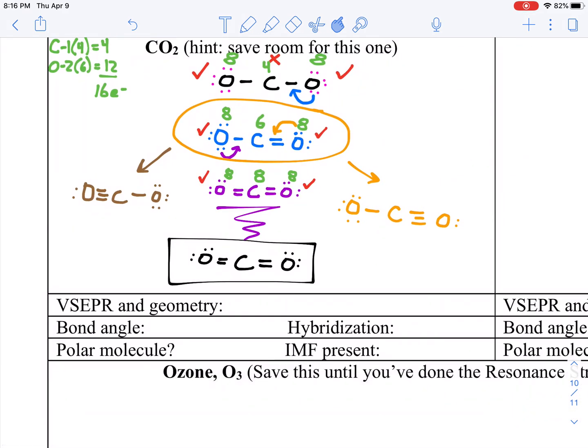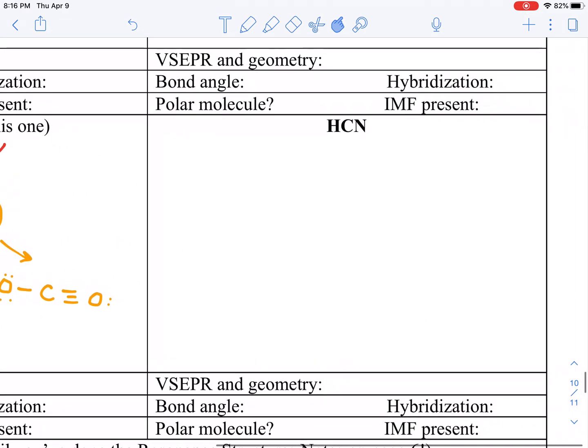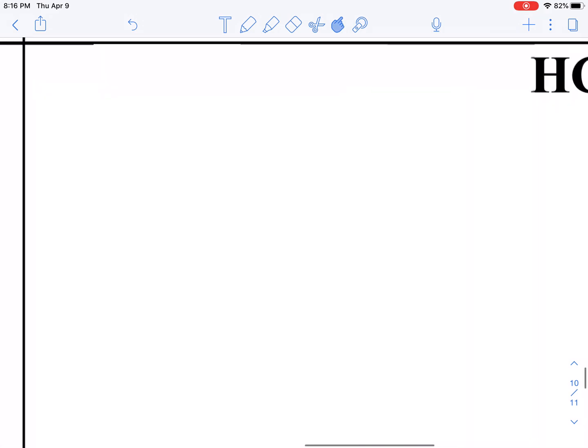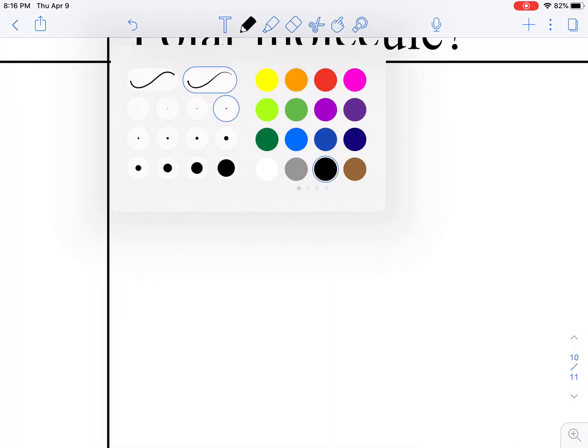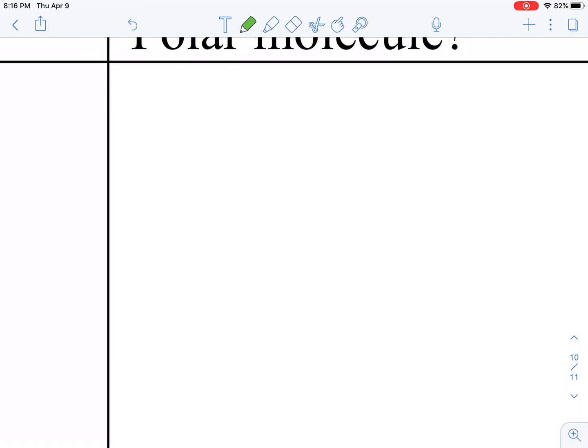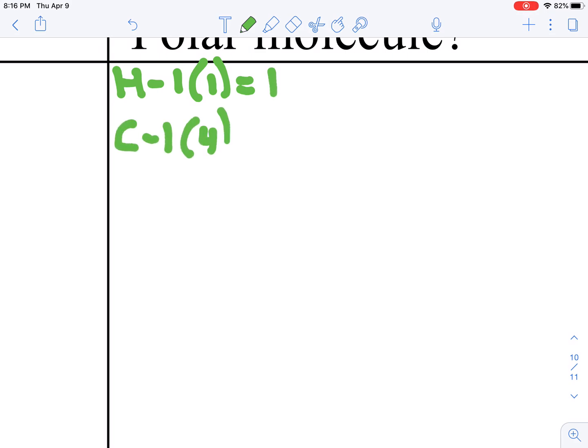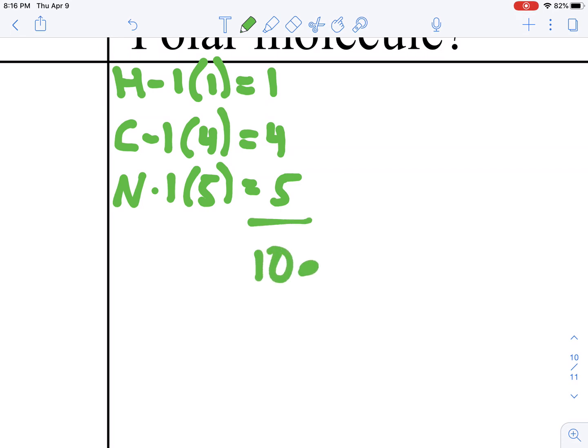All right, let's try one more. We're going to go over here to HCN. When we do HCN, let's again calculate valence electrons. There's one hydrogen. It has 1 valence electron. There's one carbon. It has 4 valence electrons. There is one nitrogen. It has 5 valence electrons. If we add those up, we get 10 valence electrons.